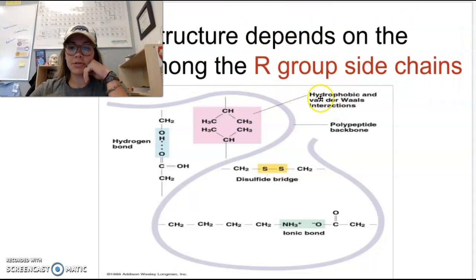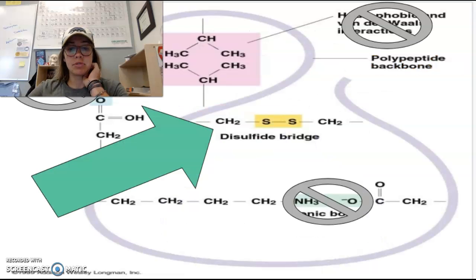You can also have interactions between hydrophobic molecules and van der Waals forces, hydrogen bonds. These things can all cause interactions between amino acids. So there's that disulfide bridge. That's the most important one for our tertiary bonding.